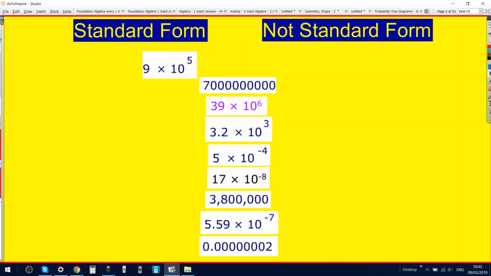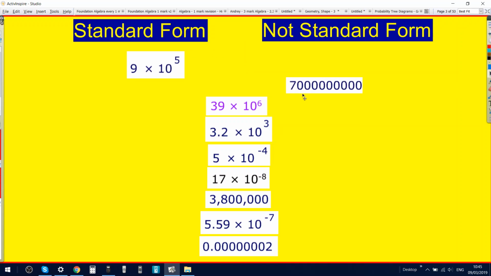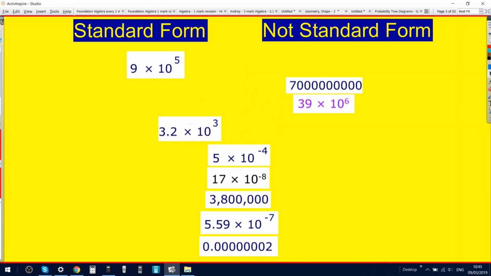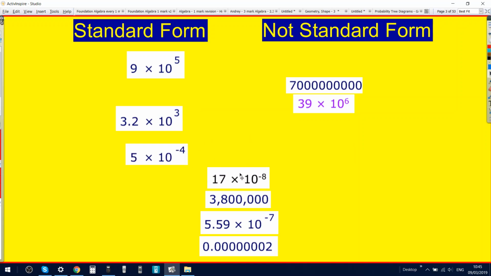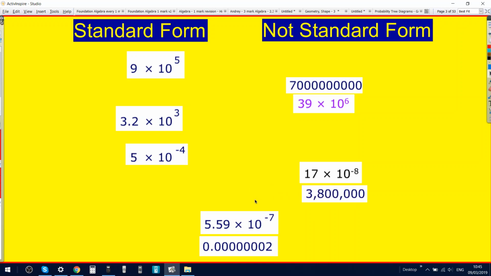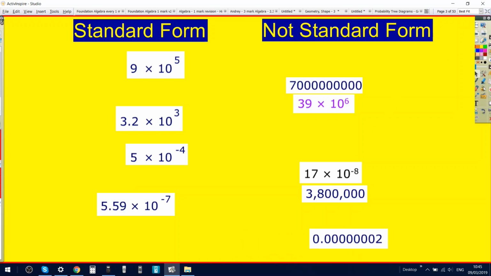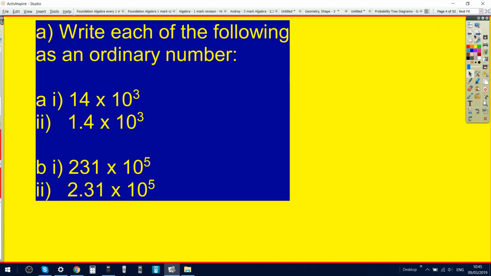Standard form. Not standard form. Not standard form. Standard form. Standard form. Not standard form. Not standard form. Standard form. And not standard form. Okay, these two.